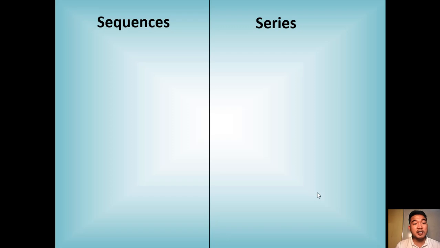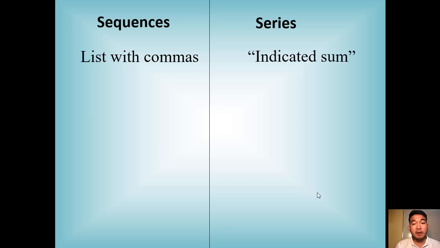Let us first differentiate sequences and series. Sequences are listed with commas while series are indicated by a sum. Examples are, for sequences we have 3, 8, 13, 18. Then for series we have 3 plus 8 plus 13 plus 18.